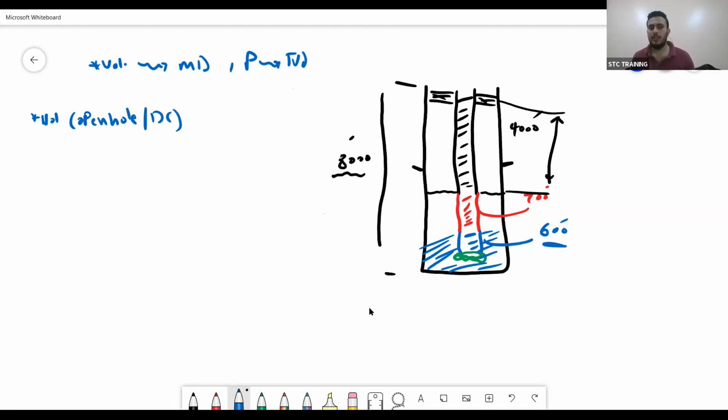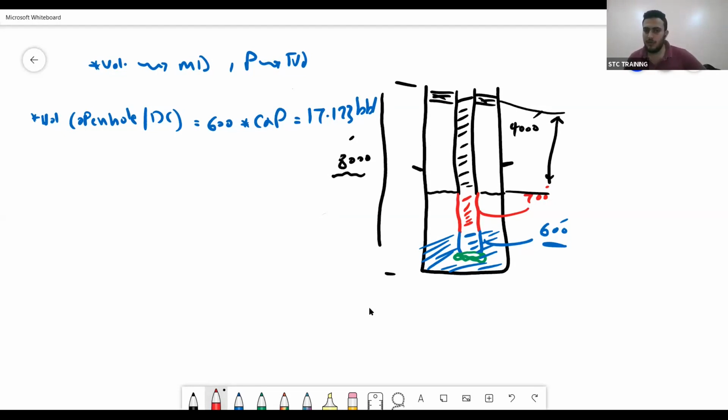Okay, so we're going to take its length, it'll equal 600, times the capacity between the drill collar and the open hole. So say here we're going to calculate and it will be about 17.123 BBL.